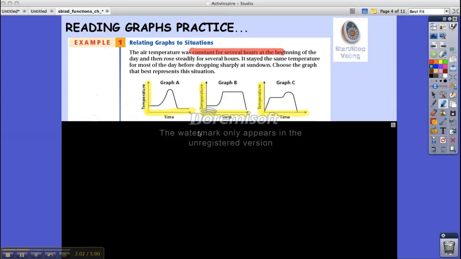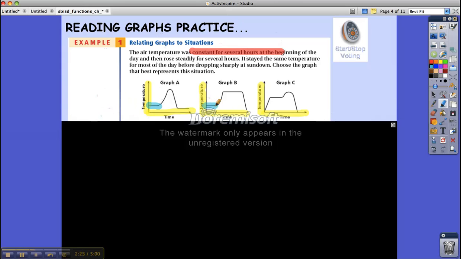Okay, so now that you've had some more practice with this, you should realize that when I'm saying it's a constant temperature, that means that my temperature, my y, needs to stay the same. Well, if my y is staying the same, it needs to be straight across. So does this represent a constant temperature? Yes, it does. Very nice.